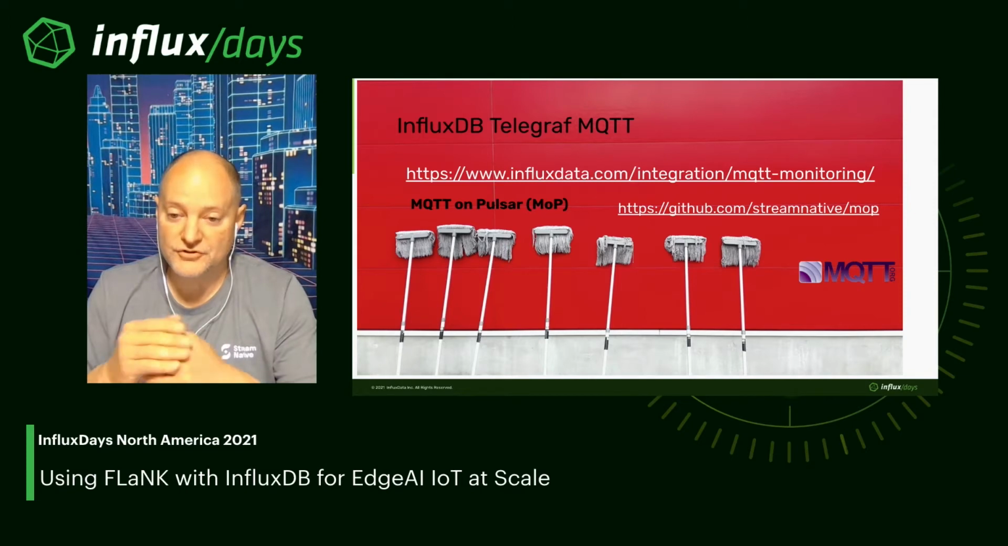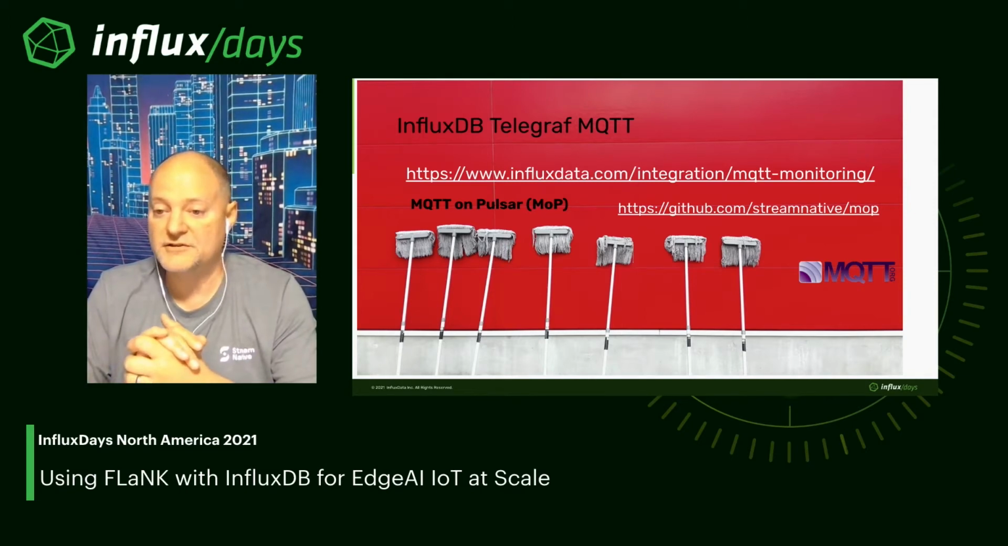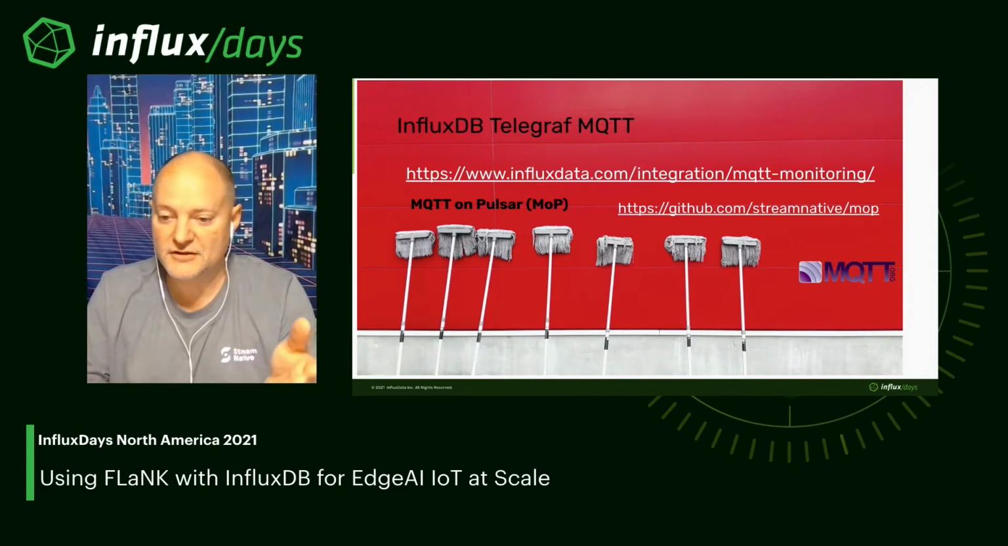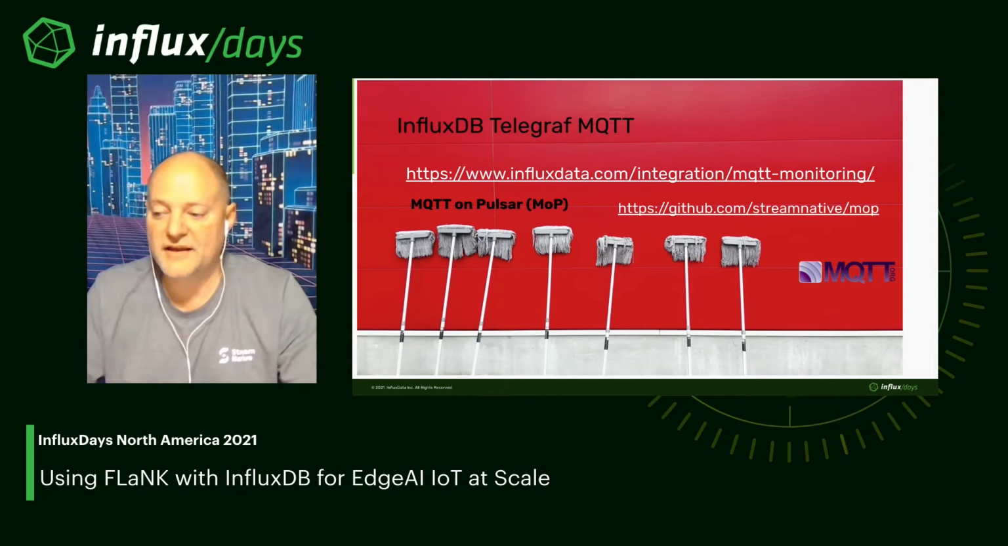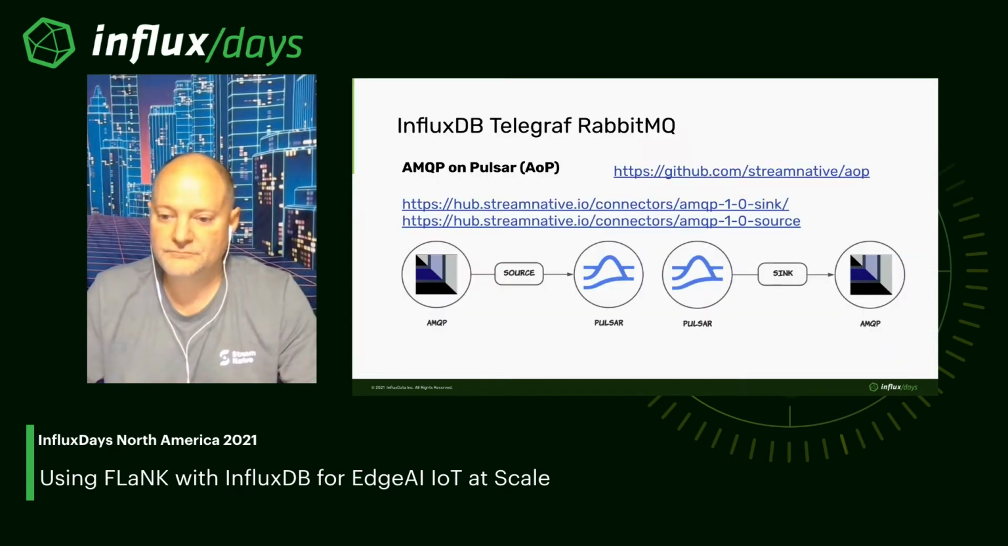So if you want to just use what you have set up for InfluxDB to go to MQTT, you just use what we call MoP, which is MQTT on Pulsar, and that'll just act as an MQTT broker for you, and you can get your data that way.